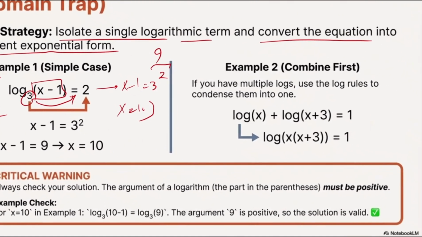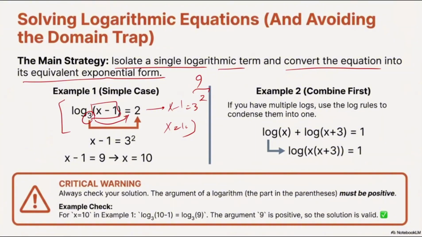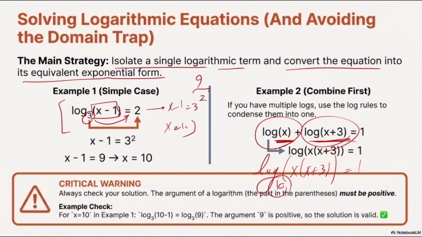Simple. But what would happen if we have a combination? What if we have something like this? At this point, we use our first rule. What was that? Whenever you have two logs with the same base added together, you can simplify by multiplication, right? And that would be simple, because I have the log with a base of 10. 10 to the power 1 is going to be equal to this. I can get rid of the log. It means x times x plus 3 equals 10, and you can find it.